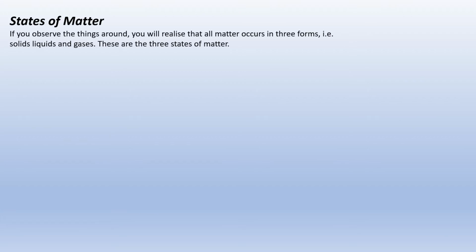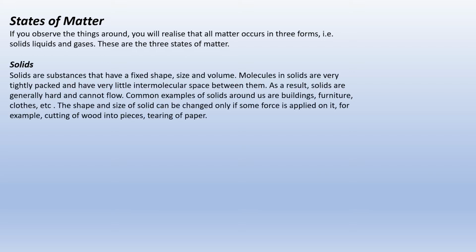Now, states of matter. If you observe the things around you, you will realize that all matter occurs in three forms, that is, solids, liquids, and gases. There are three states of matter. Number one, solids. Solids are substances that have a fixed shape, size, and volume.